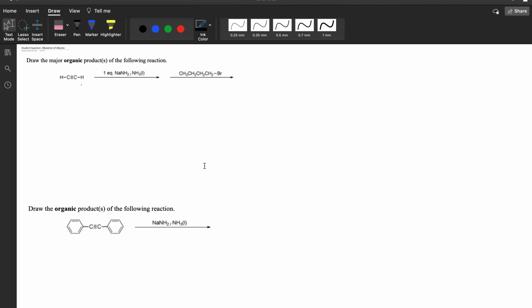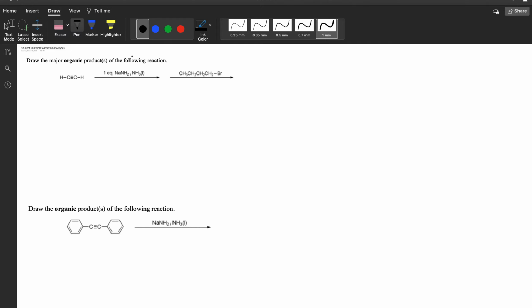Hey guys, a couple students had a quick question about alkylation of alkynes, so I pulled some OWL questions out in order to better help explain what alkylation is all about. In normal alkylation, we have this NaNH2 molecule, a really strong base, and it's going to want to pull the hydrogen off.